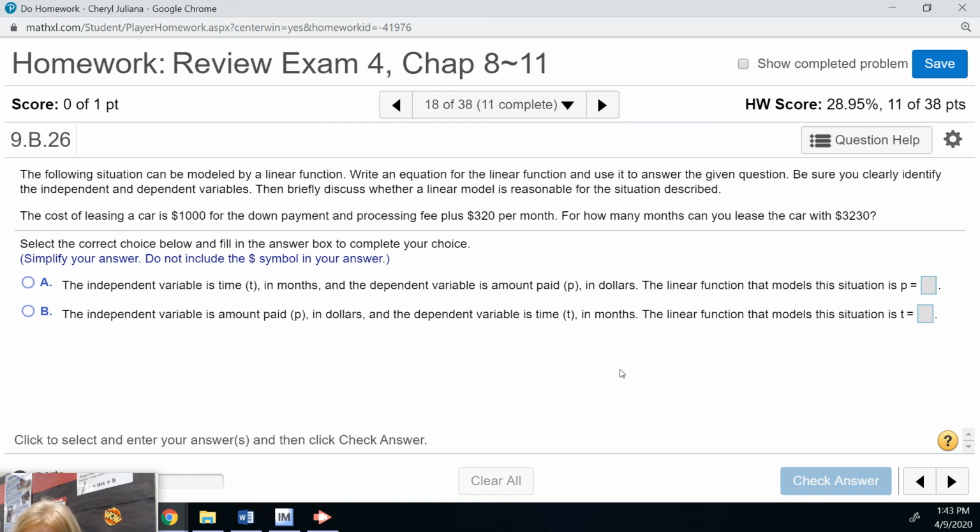Okay, so the cost of leasing a car is $1,000 for the down payment and processing fee plus $320 per month. How many months can you lease the car with $3,230? You know what? I'm going to stop the video because it's going to take more than the time that I have. So I will save this and then we'll do round 2 in a minute.